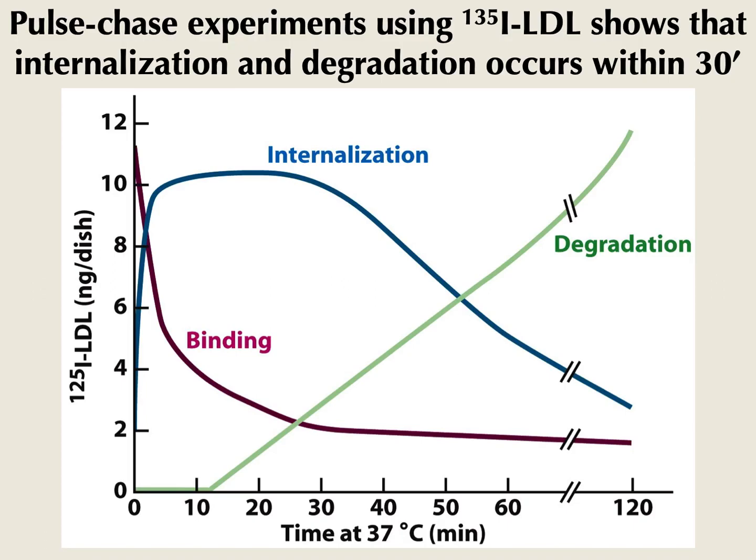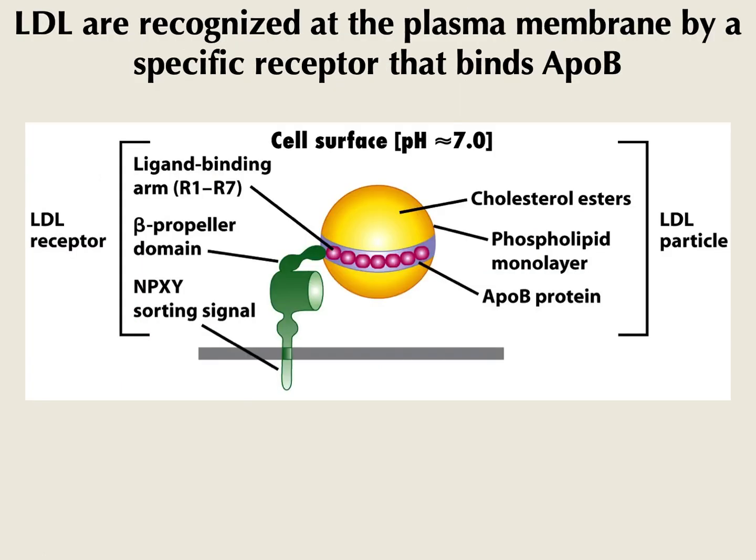Now, let's take a closer look at what goes on at the interaction between the LDL and the receptor. It's an essential one, right? And like I told you, on the ligand side, there are these different components. That's the LDL particle. There are the esters, the cholesterol, and phospholipids, but it's mostly the ApoB protein that is the signal. And sure enough, this is the part that interacts with the ligand binding arm of the receptor.